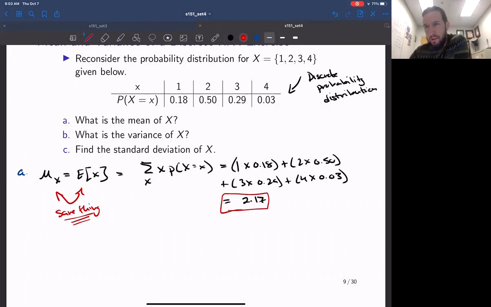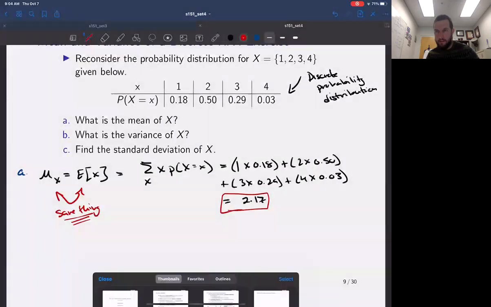Essentially what this is telling us is that we expect X to be equal to 2.17 on average. So it's saying, if we were to repeatedly draw observations out of this distribution over and over and over again, some infinite number of times, the value is going to converge to about 2.17 on average. And I think I have a little bit of another, yeah, I'm going to come back to that in a moment.